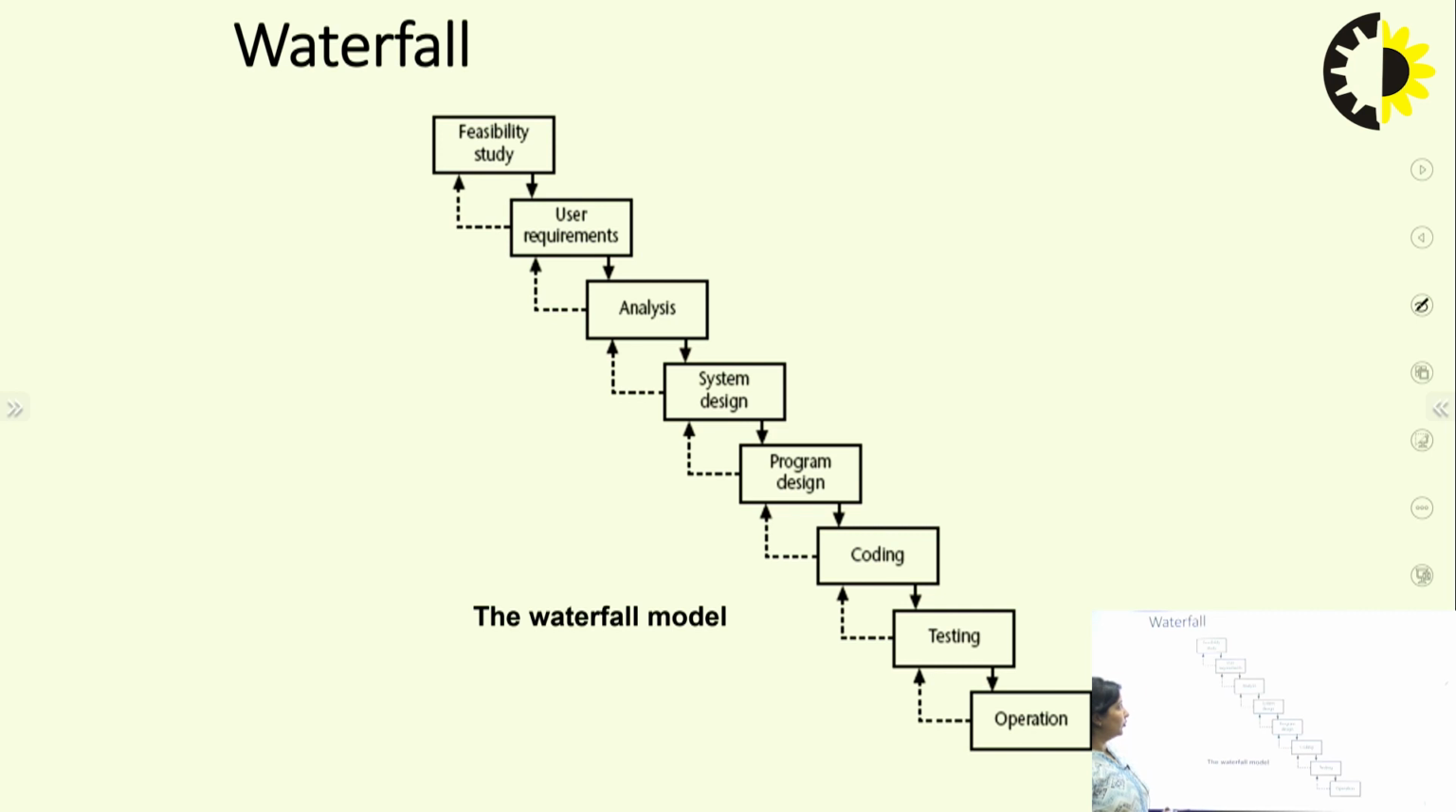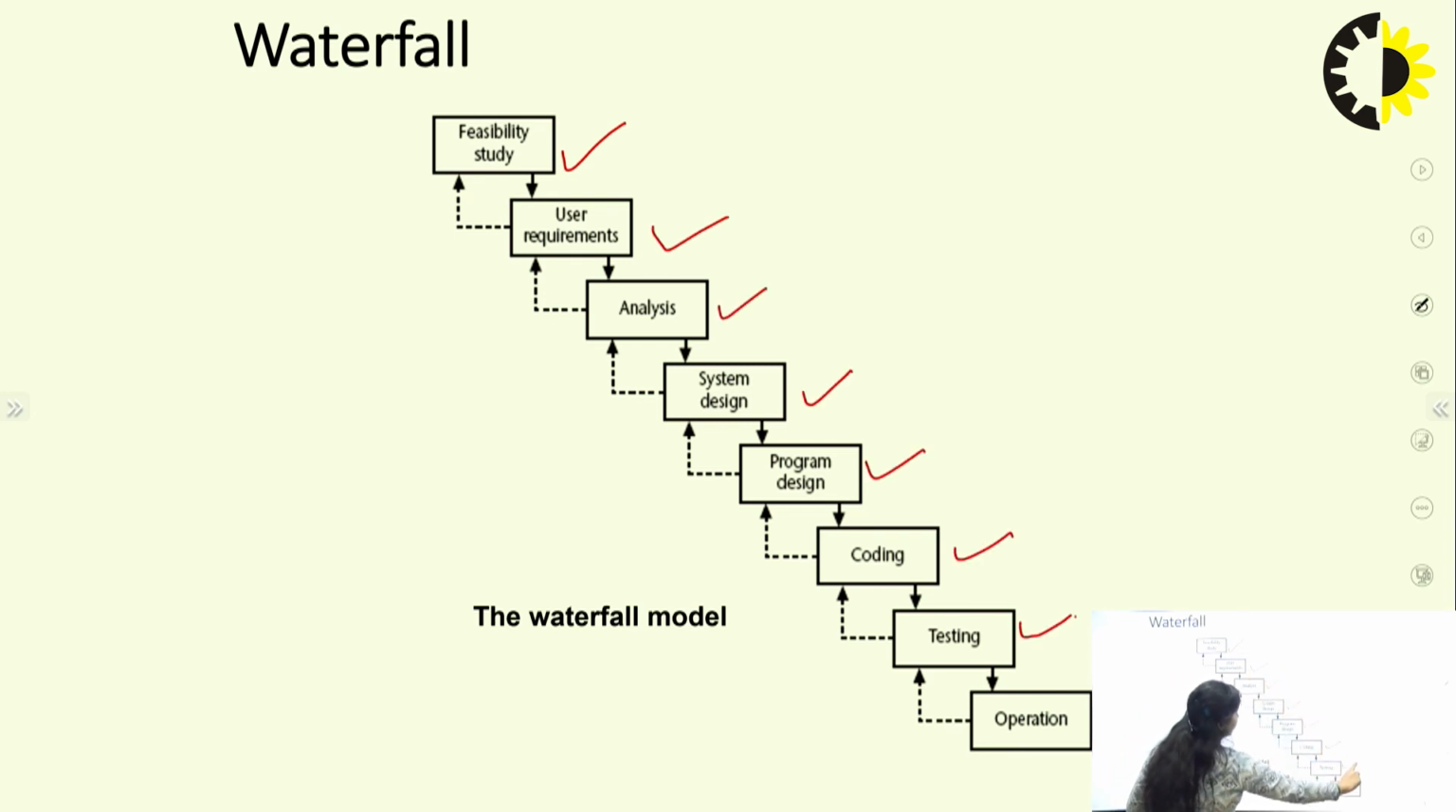So this is a waterfall model. As we can see in this waterfall model, the stages are the same as we have in any project: the feasibility study, user requirements, analysis, system design, program design, coding, testing and the operation. These are the various stages which we go through in a waterfall. As we can see, like a waterfall, we have a staircase approach. So I cannot go back to any particular stage. Suppose I start from the feasibility study, I'll do all the feasibility study of the project, whether the project is feasible in nature or not.